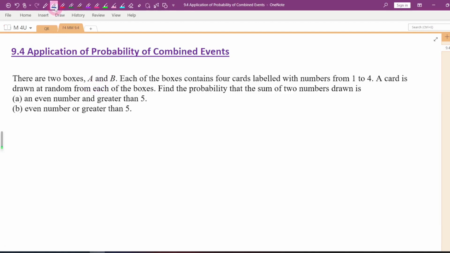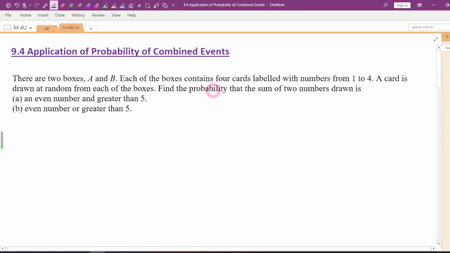Hi everybody, in this video, let's look at some questions for this 9.4 applications of property of combined event. Let's look at this first example. There are two boxes A and B. Each of the boxes contain 4 cards labeled with number from 1 to 4. A card is drawn at random from each of the boxes.